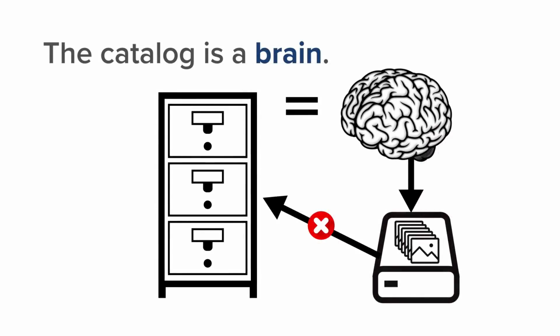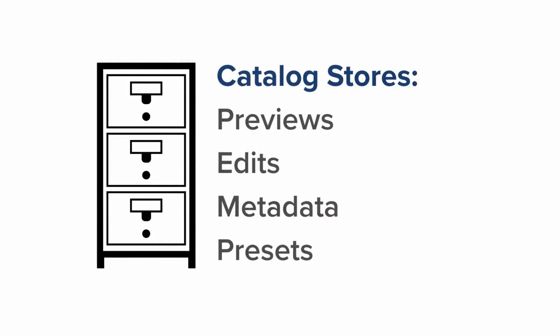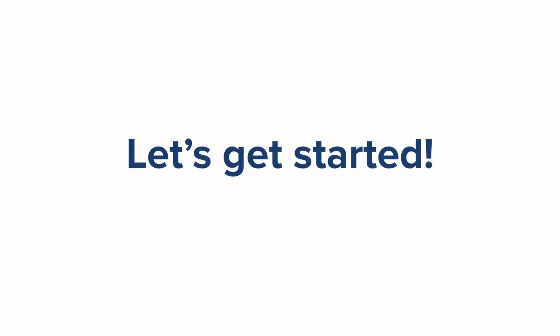I like to think of the catalog as a brain that knows about your photos and stores information about them. It does not store the photos themselves. The catalog just knows where they are located, someplace out on a hard drive that's connected to your computer. Inside of the catalog are previews of the images so you can see what they look like, edits that you make to them, metadata like copyright information or star ratings, and presets. That's the basic foundation of the Lightroom catalog system.